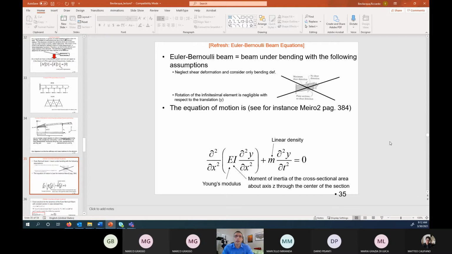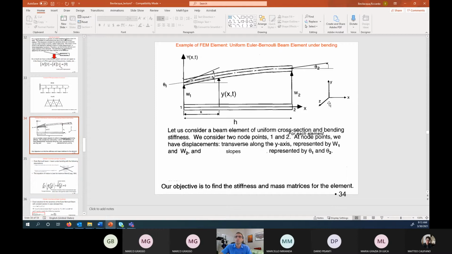So the partial differential equation, which is what we have for continuous systems, will look like the one at the bottom of this slide. It's a pretty ugly equation, but you have m, which is the linear density of the mass of the beam, the Young's modulus E, and then you have this I, which is the moment of inertia of the cross-sectional area about the z-axis through the center of the section. So in other words, go back to this image; the z would be sticking out of the page. It's the moment of inertia of this little piece with respect to z, computed at the center of the element itself.